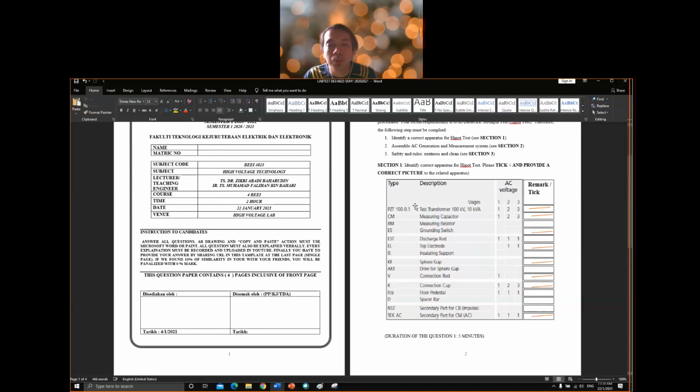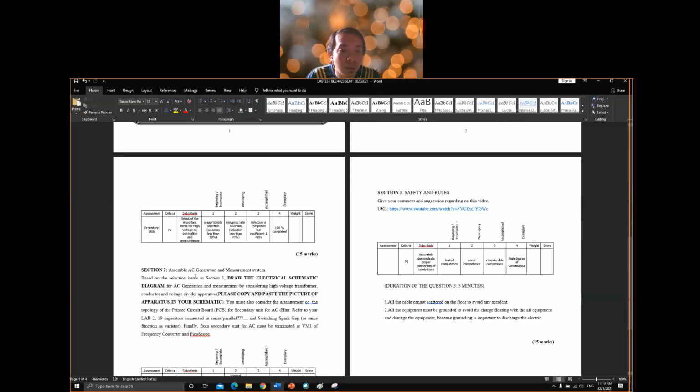Identify the correct apparatus for the hipot test. What we need for the hipot test is a test transformer 100 kV and 10 kVA, a measuring capacitor, a grounding switch, a top electrode, a safety gap, a connection rod and connection cup, and finally a secondary part for AC. For section 2, draw the electrical schematic diagram for AC generation and measurement.